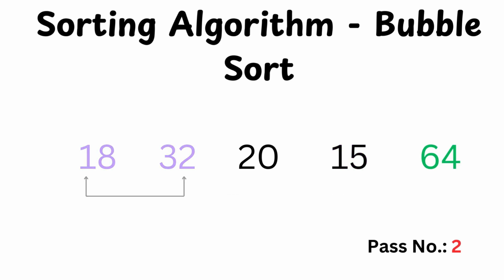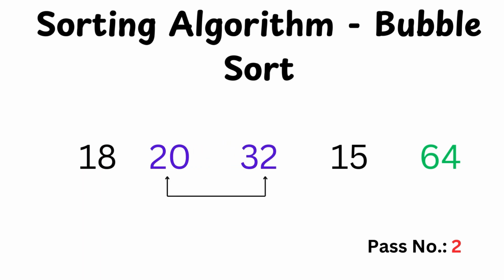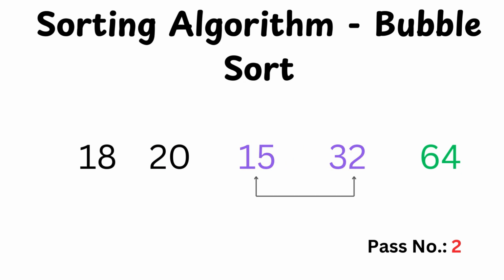For the second pass, it does the same with the pairs and finds 2 numbers where it needs to swap the left number with the right numbers. But this pass will exclude the last number 64 because we now know that it is already in its correct place. So by pass number 2, we know that there are 2 correct numbers, 64 and 32. You're probably seeing some patterns here already.